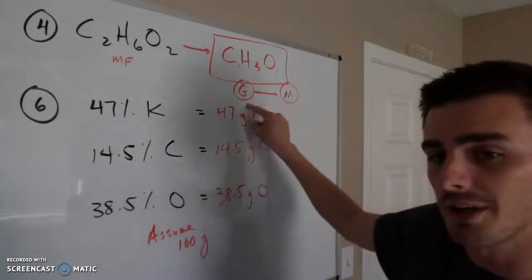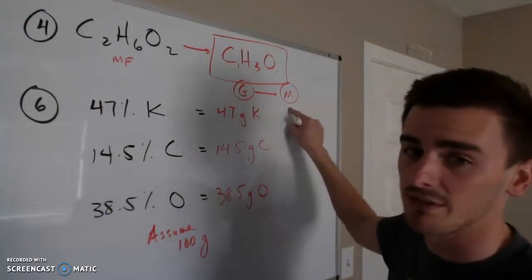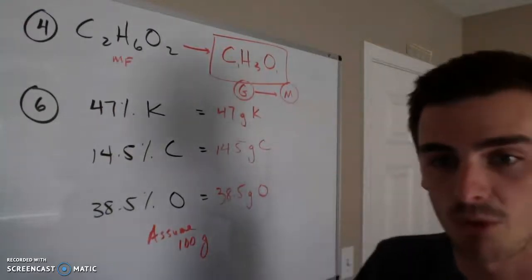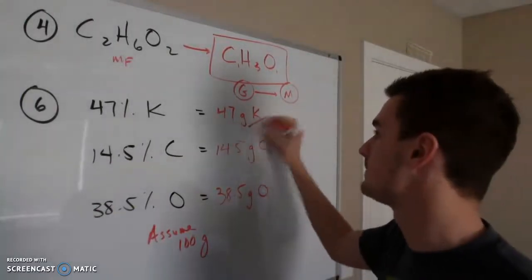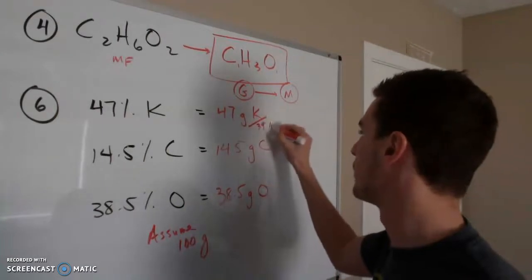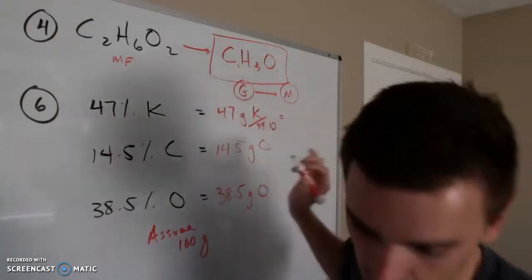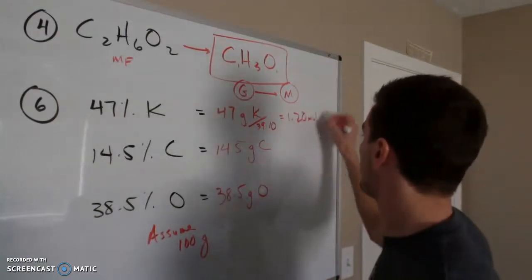So hopefully you guys are getting good at this, but now if I want to get from grams of potassium to moles of potassium, I need to divide it by its molar mass. So I know I'm going fast here, but you can look this up as we go. The molar mass of potassium is 39.10, which would give me 1.2 moles of K.